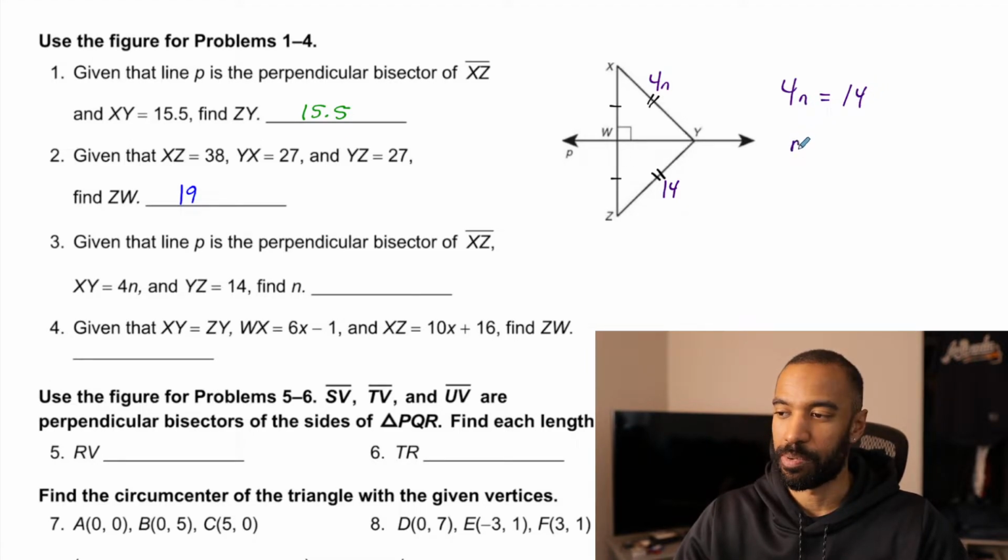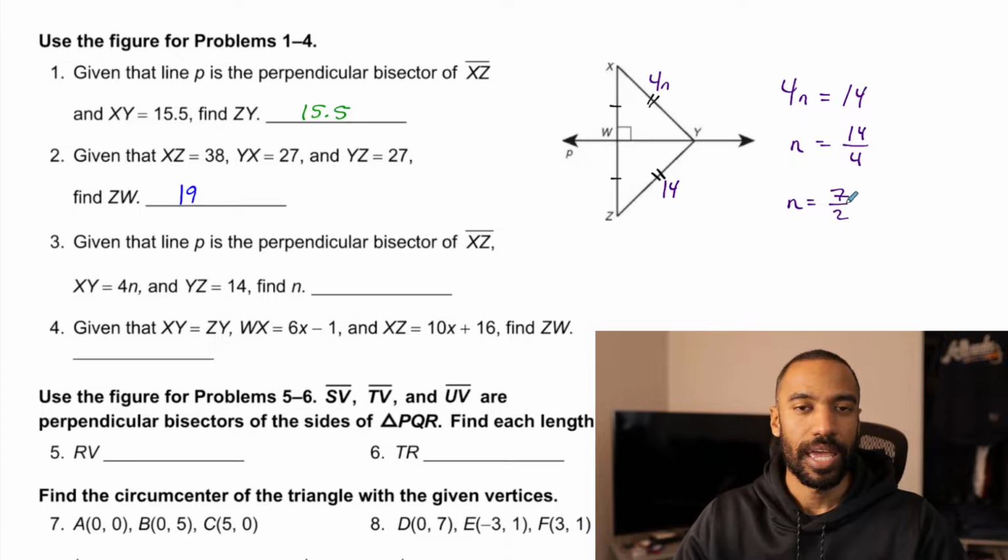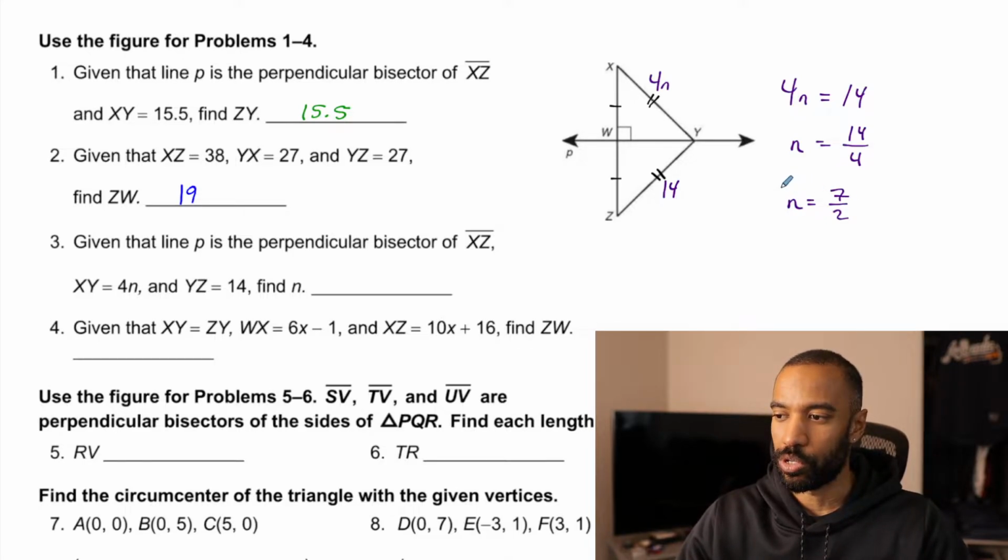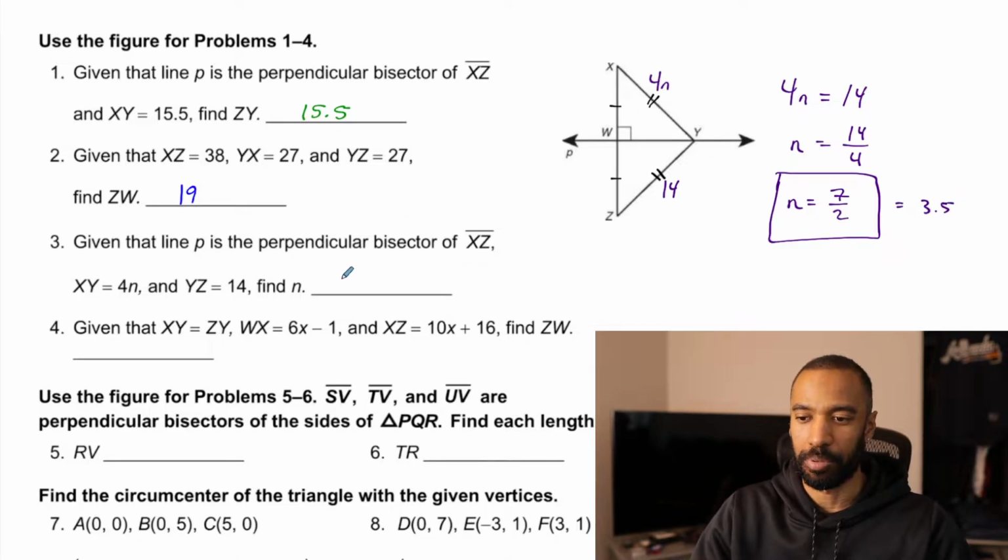So I can set those two equal to each other to find n. You divide both sides by 4. You get 14 over 4, which can reduce to 7 over 2 if you end up writing it as a reduced improper fraction. That's my favorite answer. You could also put 3.5. I guess some people could put 3.5, but my preference is 7/2, personally.